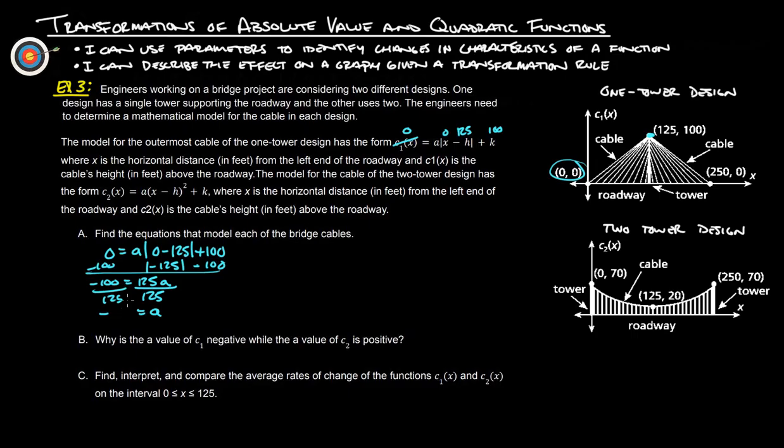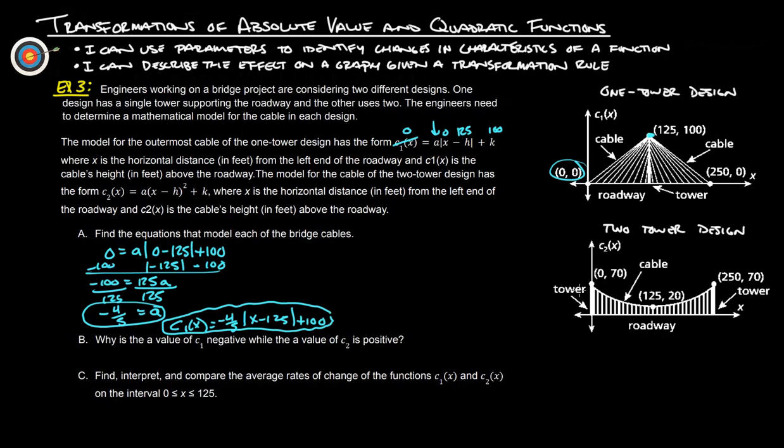A is going to be negative. That's going to end up being, if we divide both of those by, what, 20? No, not 20, but we divide those both out by 25. That's going to be negative 4/5. So now we know a is negative 4/5. Okay, so now we know the formula of this whole thing because we knew all these other pieces. We were just trying to figure out what a was. So now we have one formula, let's call it C1 of x equals negative 4/5 times the absolute value of x minus 125 plus 100. So there's one of our formulas.